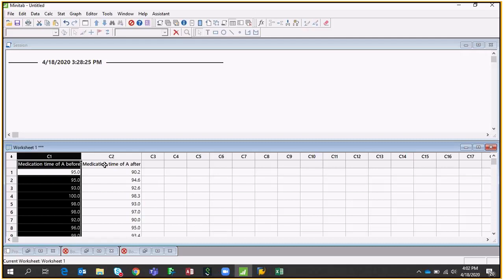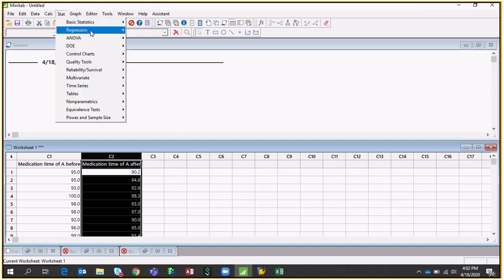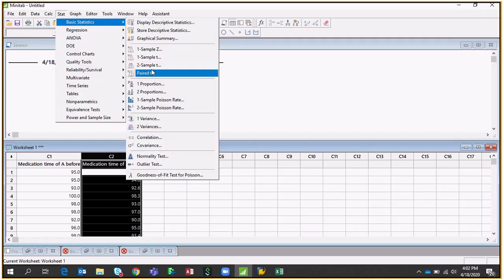Now how to do it? For medication time, lesser time is better. So I want to check that the medication time of A after is lesser than the medication time of A before. How can I check? Just go to Stat, go to Basic Statistics, and select the paired test.